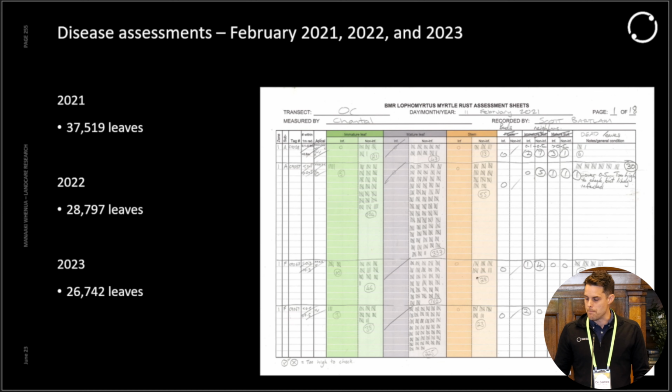So here are just some overarching numbers. In 2021, those individuals that we were looking at had 37,500 leaves across them. When we went back a year later, those same individuals only had almost 29,000 leaves. So that's a huge decline, which is an interesting thing to note right there. And then another decline this year when we went in February, down to 26,500 leaves.